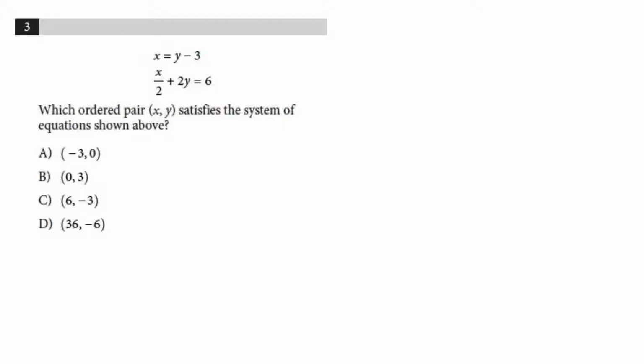3. Which ordered pair x, y satisfies the system of equations shown above? Okay, so I'm looking at my solutions really quick, and I see that we don't have any duplicate x's or y's in any of my answers here, so it doesn't really matter which variable we solve for. Once we solve for one variable, we'll be able to pick our answer. We won't have to solve for the second variable, which is nice.